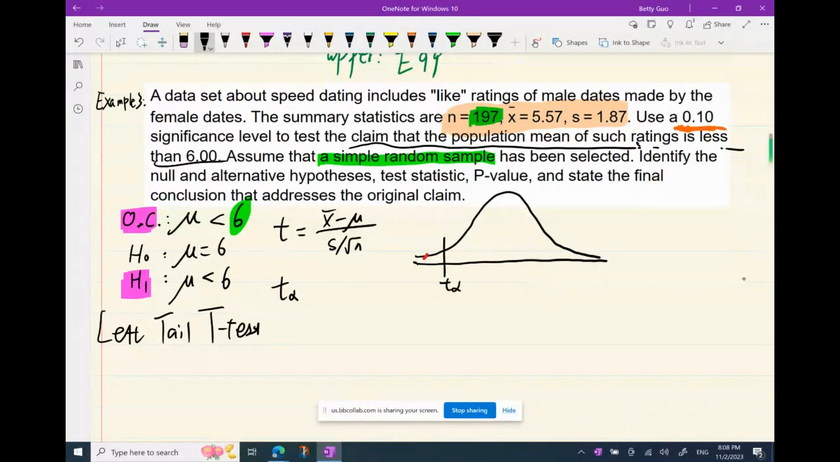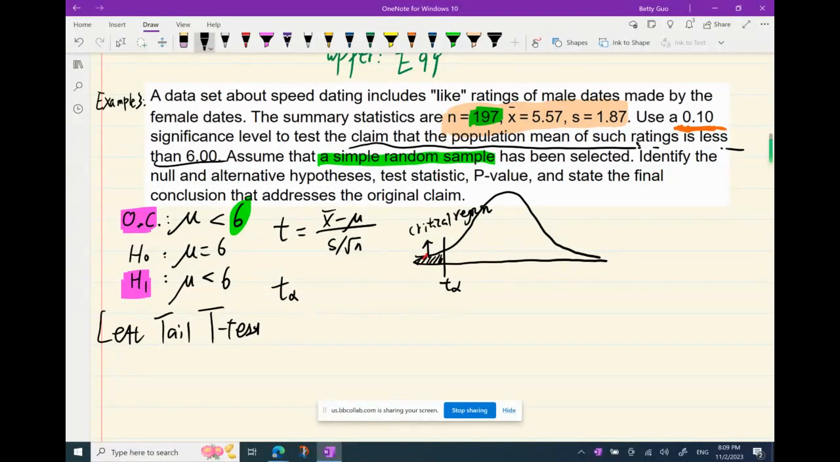This is T sub alpha, and this is the critical region. And we are going to separately find what's the test statistic and what is the critical value, and then we're going to compare them to see if the test statistic falls in the critical region or falls in the blank region. That's the plan for the critical region test method.